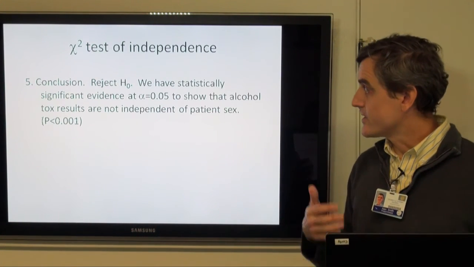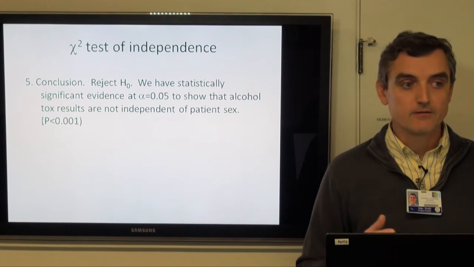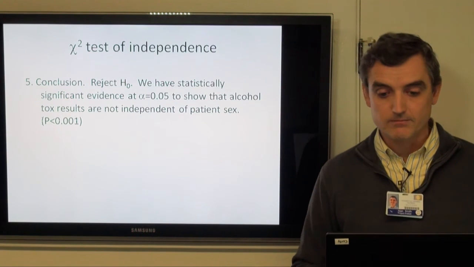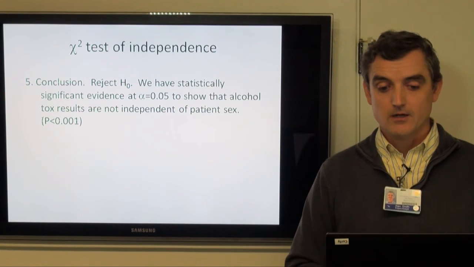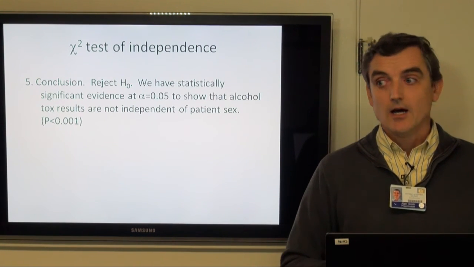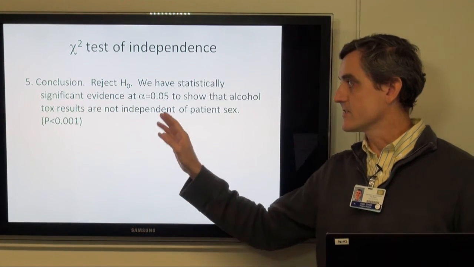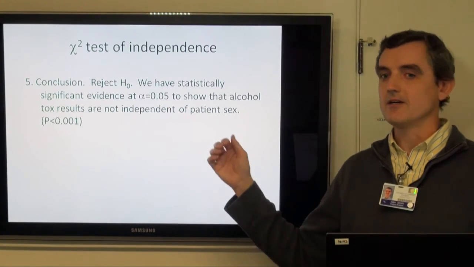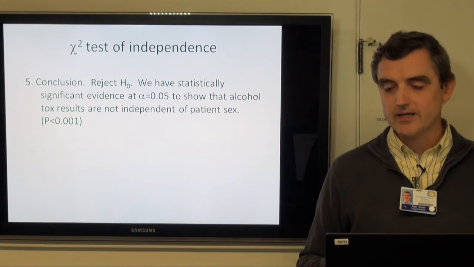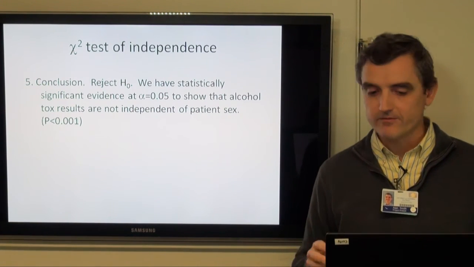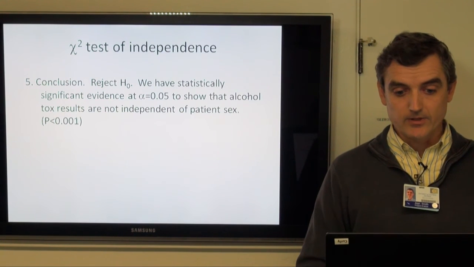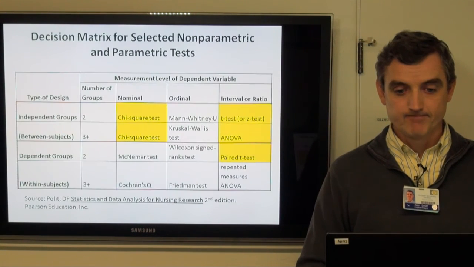So in this case, we can reject the null hypothesis and say that we have significant evidence at alpha of 0.05 to show that alcohol toxicology results are not independent. This is what drives people crazy about statistics, is that we use double negatives a lot. So it is dependent on sex or not independent of patient sex, and that's with a p-value of less than 0.001. So that's highly significantly related with gender.